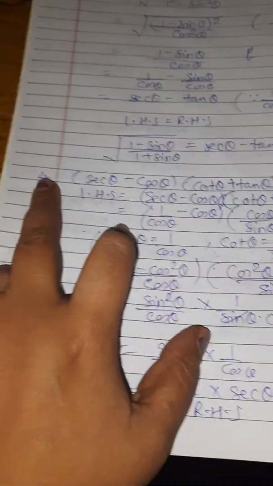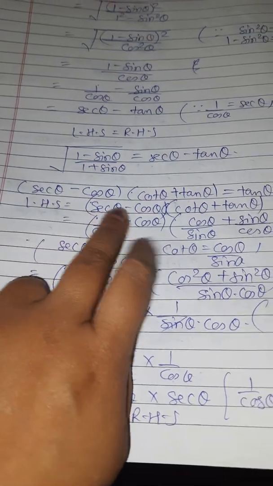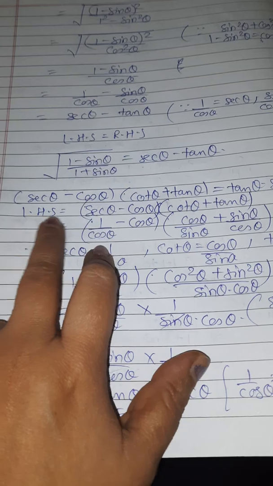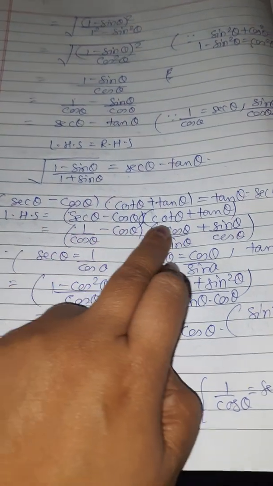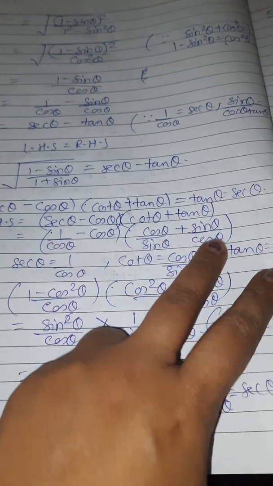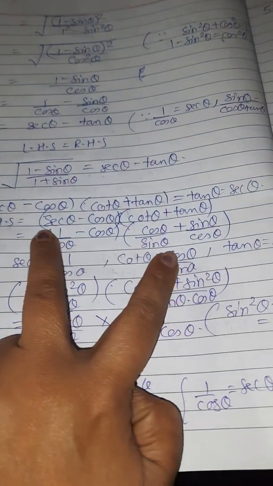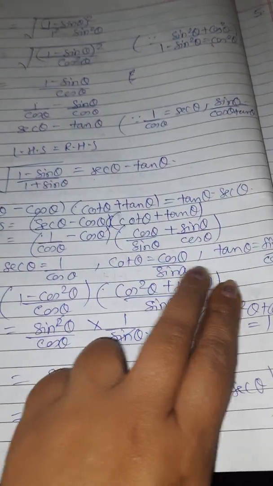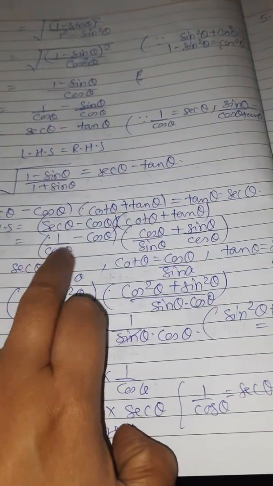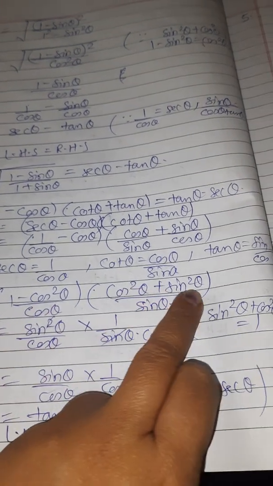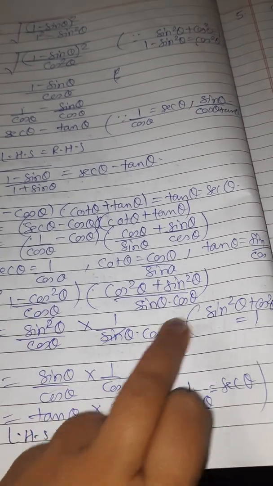So here in the fourth question, sec theta minus cos theta upon cot theta plus tan theta is equal to tan theta into sec theta. So LHS equals sec theta minus cos theta upon cot theta plus tan theta. We convert sec theta, cot theta, tan theta into cos and sin. So 1 upon cos theta minus cos theta upon cos upon sin plus sin upon cos. So we do cross multiplication here, 1 minus cos square theta upon cos theta, and cos square theta plus sin square theta upon sin theta into cos theta.